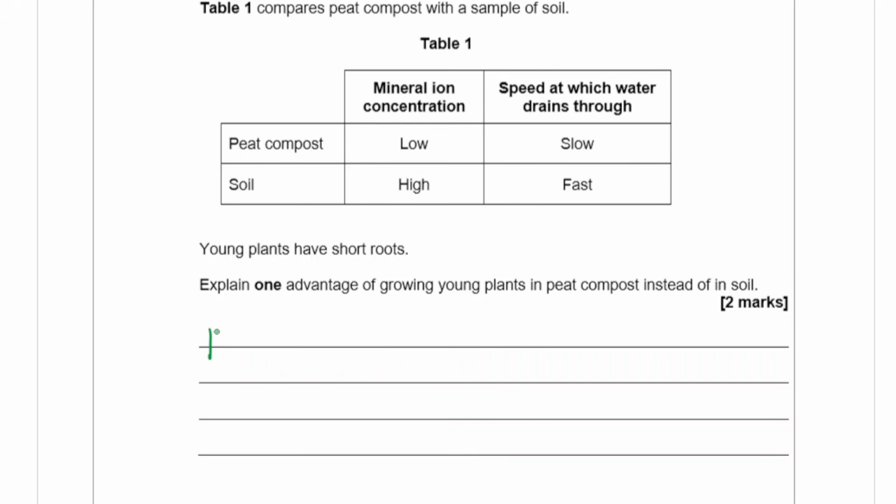Let's say they're already saying peat anyway, so you don't have to repeat it. One advantage of growing young plants in peat compost instead of soil: water takes more time to drain through.